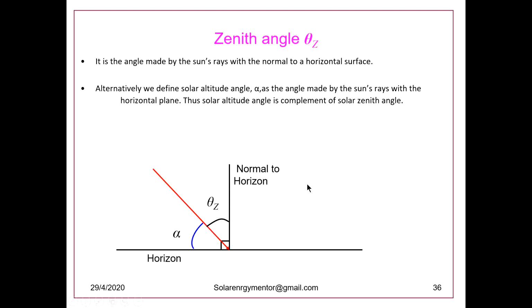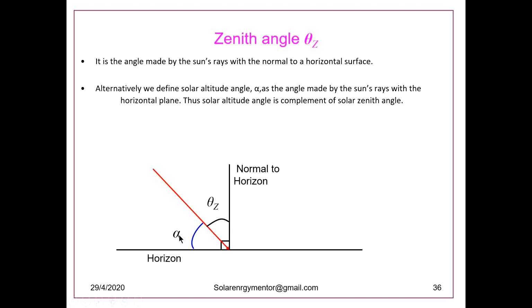Another angle of importance is the zenith angle. We denote this angle as theta z. It is the angle made by the sun's rays with the normal to the horizontal surface. So this is the sun ray, this is a horizontal surface and the normal to the horizontal is this vertical. So this angle is theta z. This is the zenith angle. Zenith angle is very important from the point of view of calculation or estimation of solar radiation intensity.